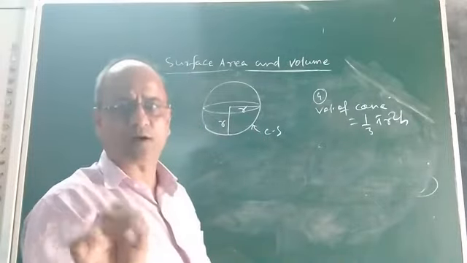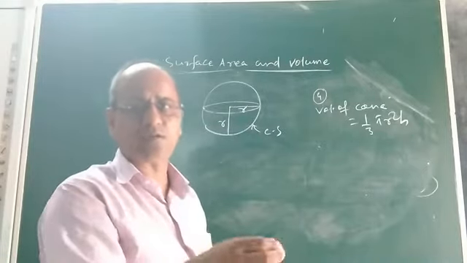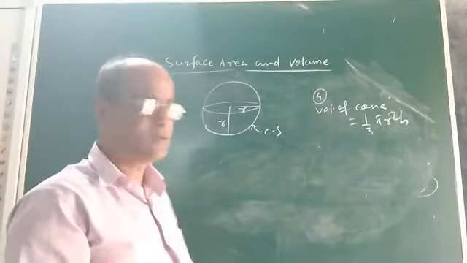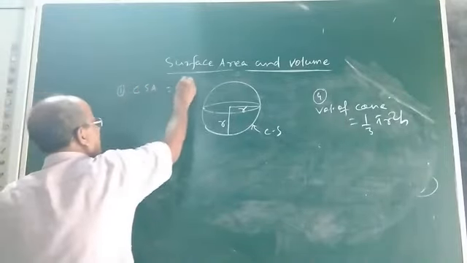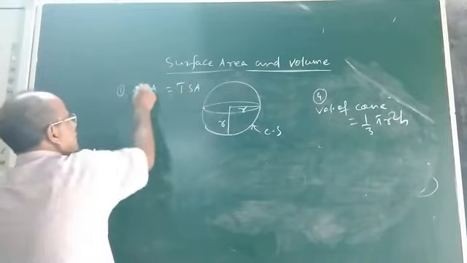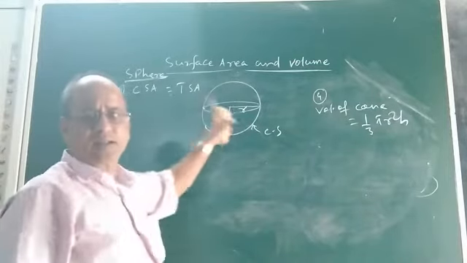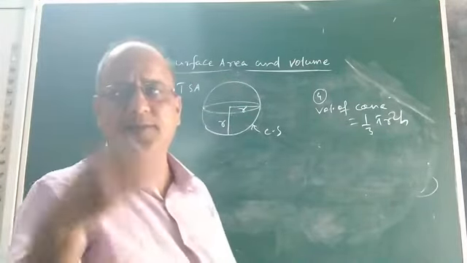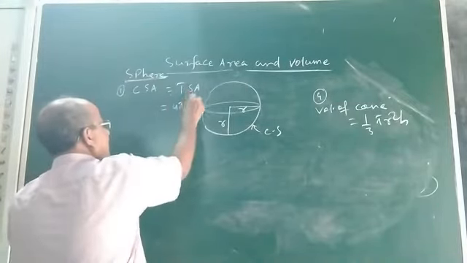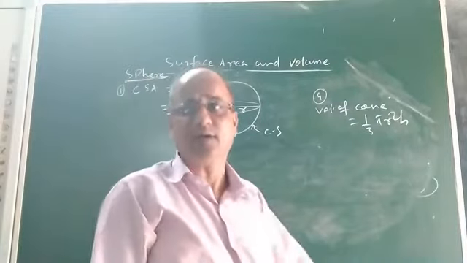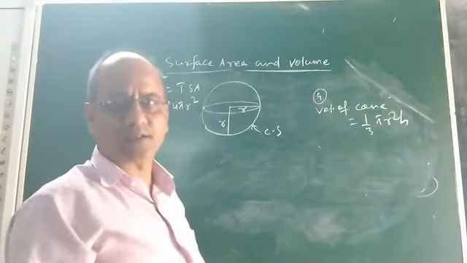As a sphere has only one curved surface, its curved surface area is also the total surface area of the sphere. And you know what the formula is? In the case of a sphere, its curved surface area and total surface area are the same, which is equal to 4 pi r square. 4 pi r square is the formula for the surface area, total surface area as well as curved surface area.